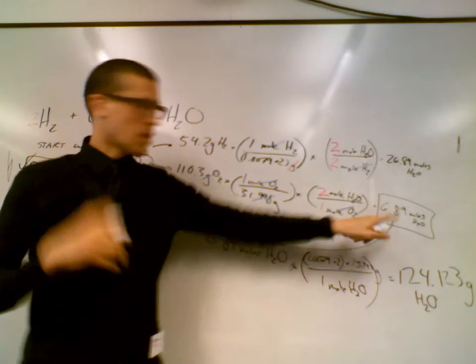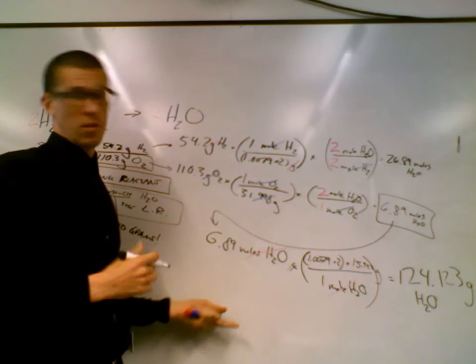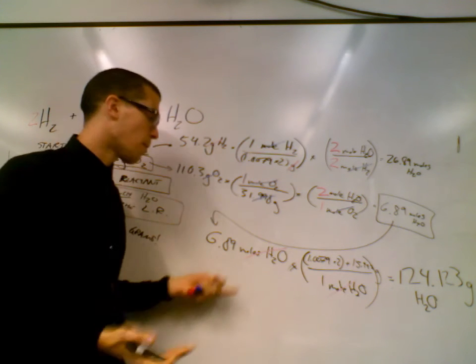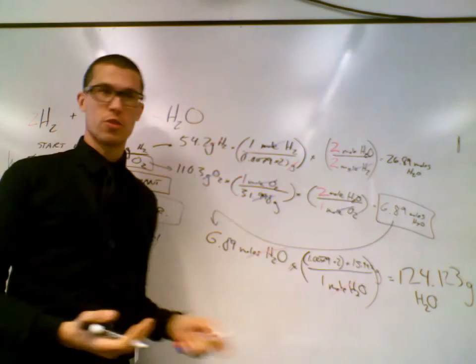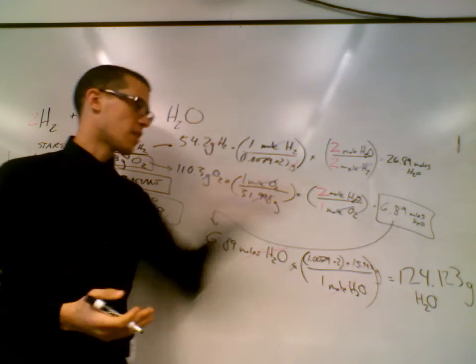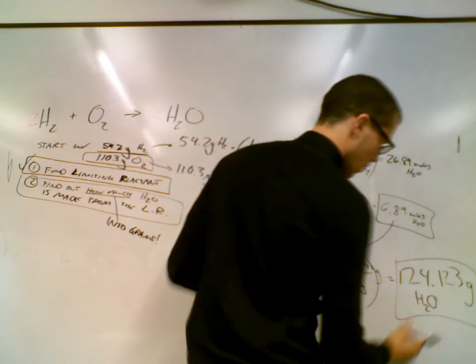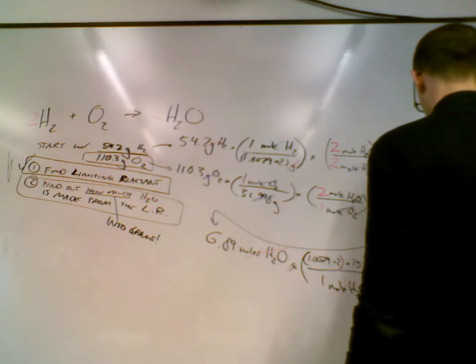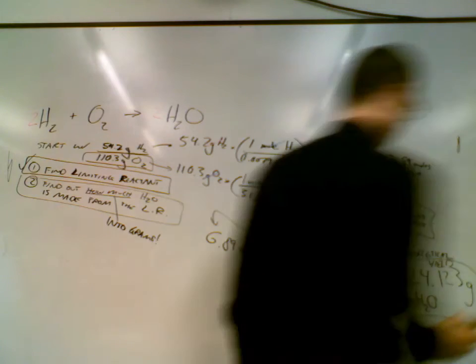Then we turn those moles of H2O, which is just a number of H2O molecules, into grams of H2O, so we can weigh this stuff, and that's how many grams it is. So this right here is our theoretical yield. In theory, that's how much we should get. Okay, this is our theoretical yield.